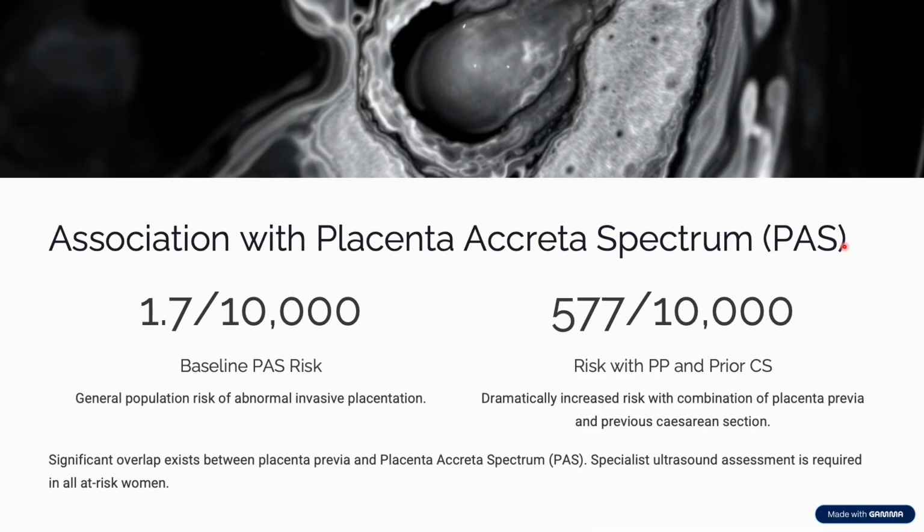Association with placenta accreta spectrum, we have gone into details on the placenta accreta spectrum in the PowerPoint. PAS incidence is 1.7 in 10,000, the baseline risk in the general population. But with previous C-section and placenta previa, the risk jumps to 5%.